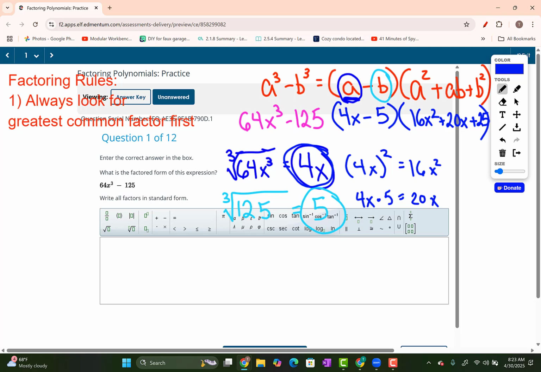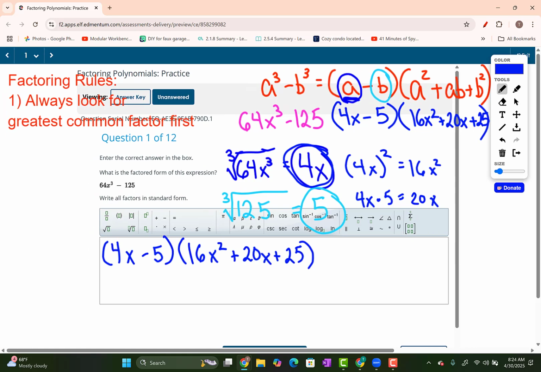So this could be our final answer: 4x minus 5 and 16x squared plus 20x plus 25. And in fact, it is, because 16x squared plus 20x plus 25 cannot be factored further. Sometimes you can factor this trinomial after you do difference of two cubes, but in this case, that trinomial cannot be factored. So this is our final answer.